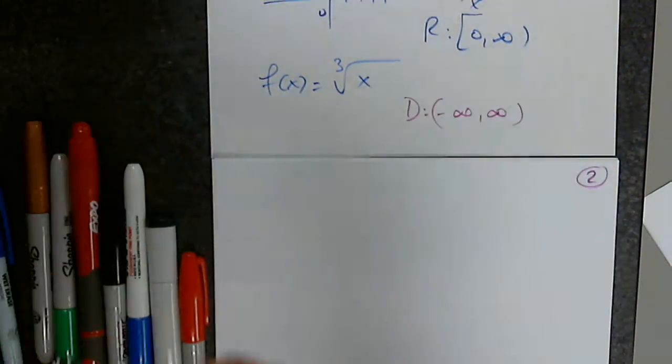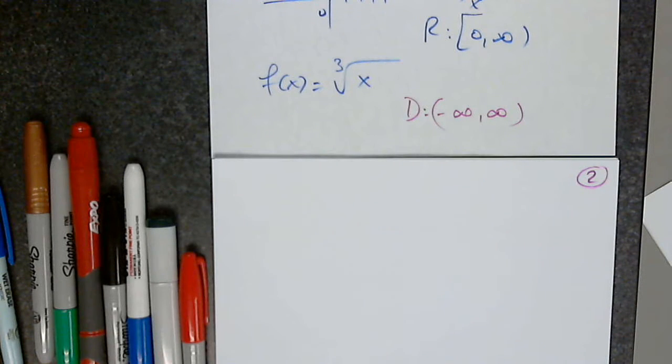There are no restrictions on odd indices. Odd indices are friendly. Everything goes. The inside can be positive, negative, or 0. The outside will be accordingly, positive, 0, or negative. Perfect.